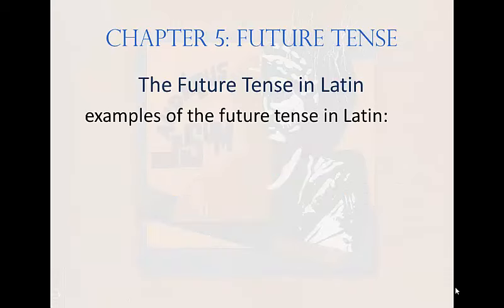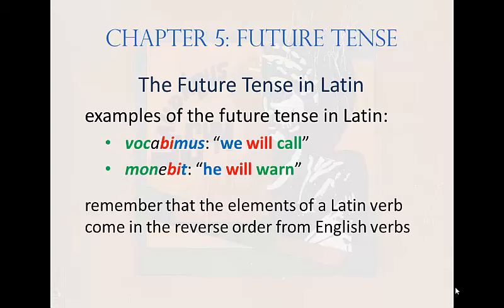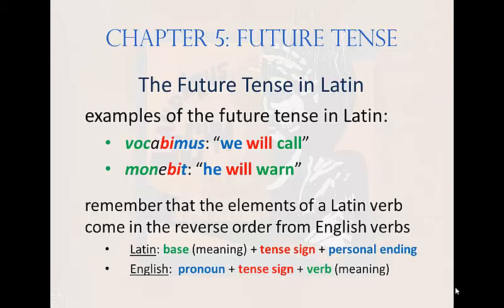Here are some examples of the future tense in Latin. Vocabimus, we will call. Monebit, he will warn. Remember that the elements of a Latin verb come in the reverse order from English verbs. Latin starts with a base, which conveys the meaning, then the tense sign, then the personal ending. English starts with the pronoun, the equivalent of the personal ending in Latin, then the tense sign, then the verb base, which conveys the meaning.